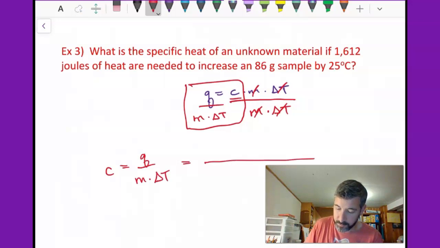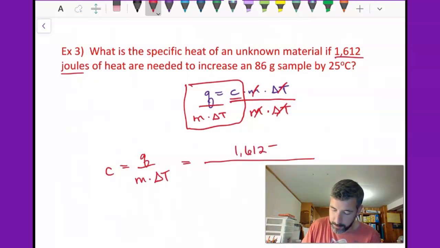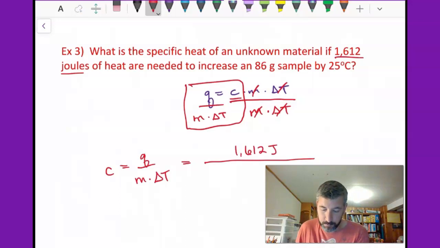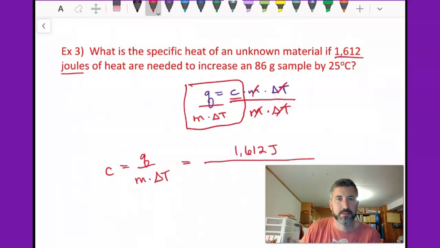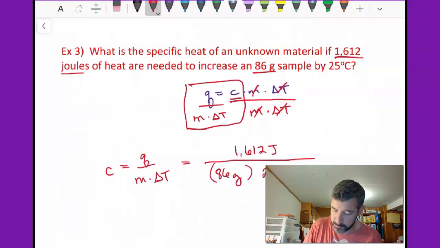And now we just have to fill in our numbers and solve. So we have our Q, which is always going to be measured in joules, so 1,612 joules. Okay. And then on the bottom we have our mass. In the problem we have a mass of 86 grams. And then we have our delta T, which is 25 degrees. It's being heated by 25 degrees Celsius.